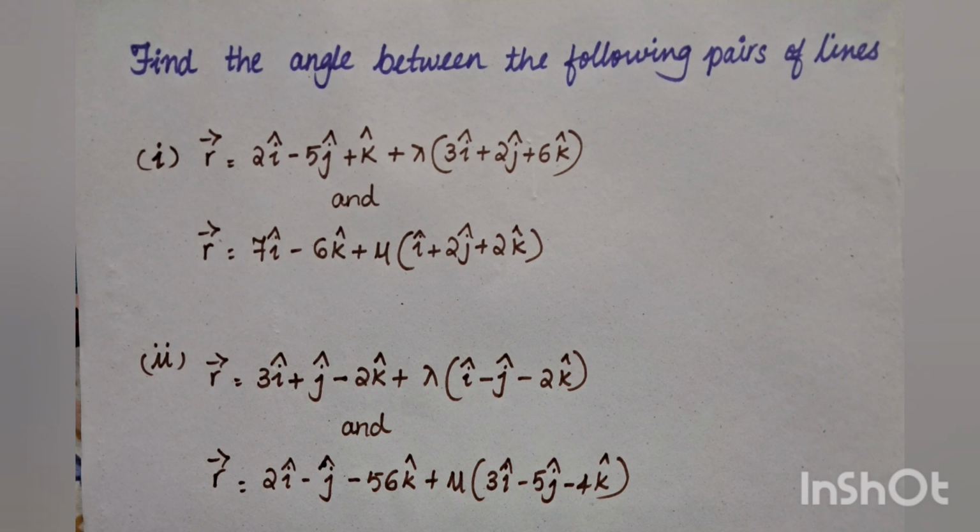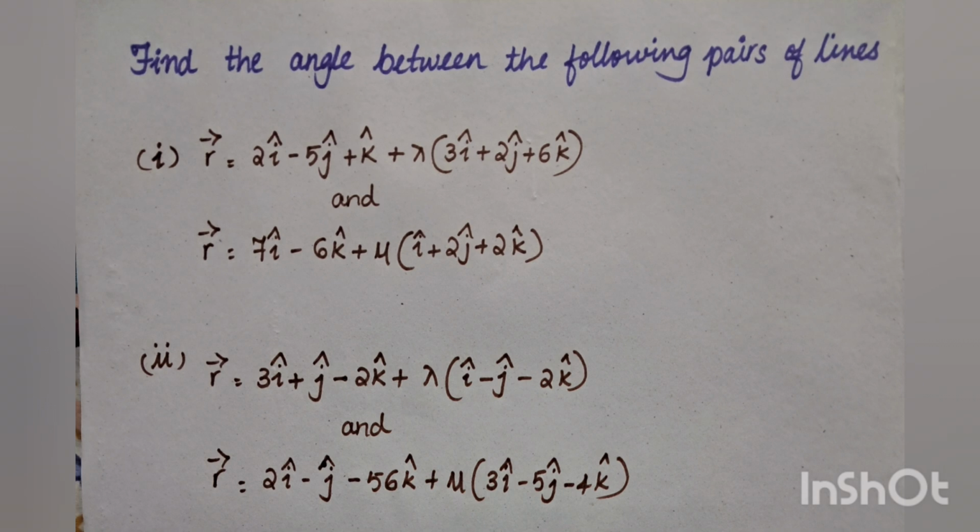In this video we are going to see a question where we are finding the angle between the following pairs of lines. So here we have two bits, a 1 and 2, but I would be solving the first bit, and the second bit I request you to please comment in the comment section.